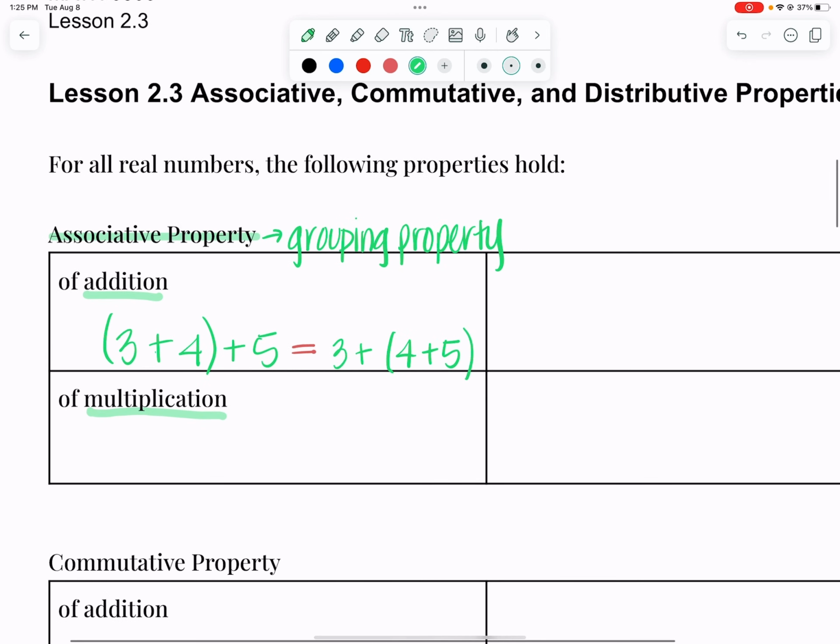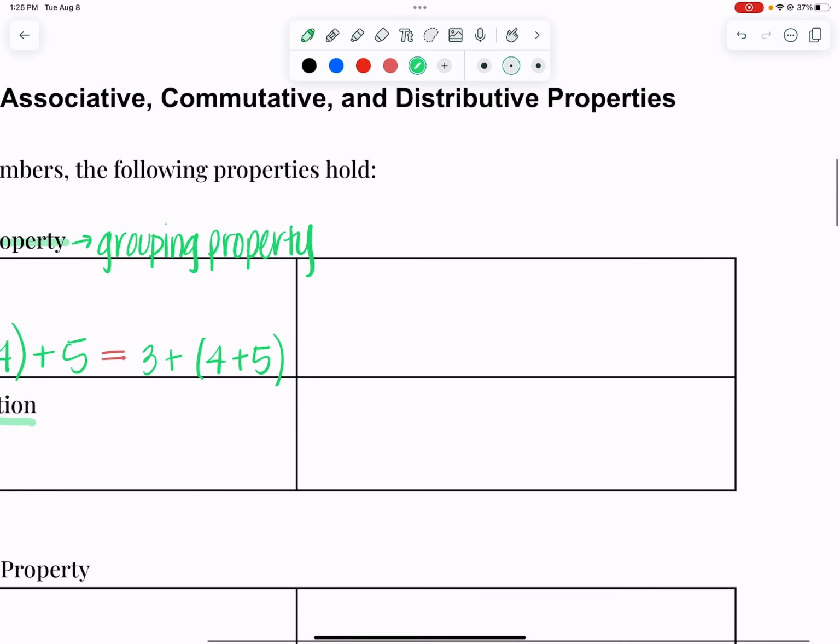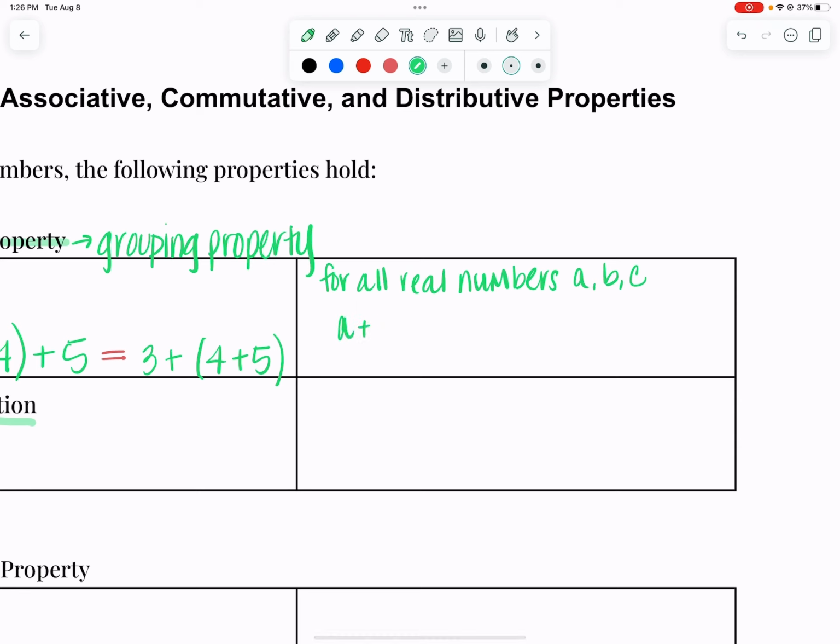If I want to say this mathematically, I would say for all real numbers, we'll call them A, B, and C because I'm not feeling super creative, A plus B plus C is equal to A plus B plus C, with the grouping changed.